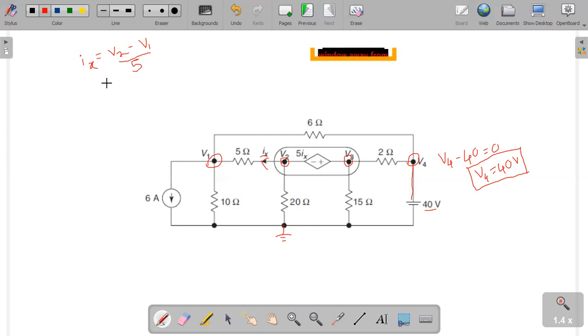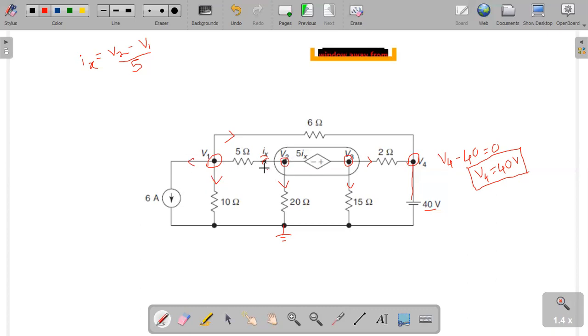So wherever I get the term Ix, I can simply replace it in terms of voltage with the help of this equation. Now let us try to write the KCL equation or the node equation. If I assume the reference direction as outgoing at all the nodes, I have got the directions like this. Now, writing the KCL or the node equation at node number 1, I have incoming current equal to outgoing current.